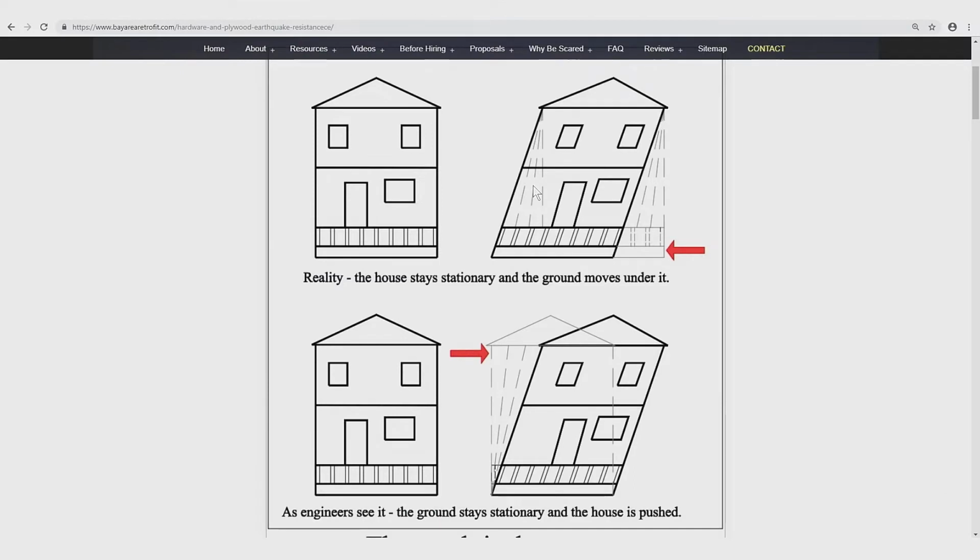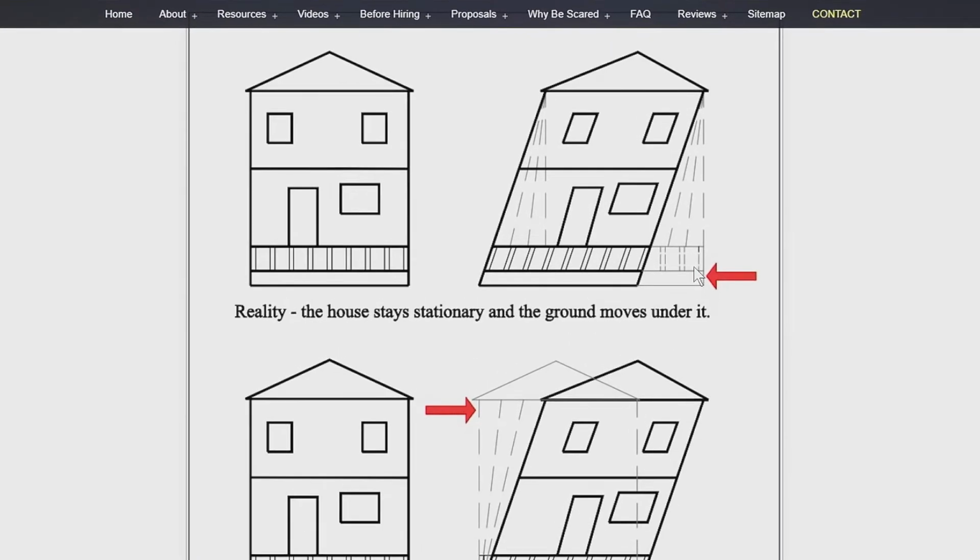So when we talk about a house being struck by a certain amount of force, we don't actually mean the house is being pushed on. We just do that for conceptual reasons. What actually happens is the ground moves from underneath the house. So here's an example. The ground is moving. That red arrow shows ground movement. And then due to inertia, the house wants to remain because the ground is moving underneath it. It leans like this. So that's trying to fall off the foundation like that.